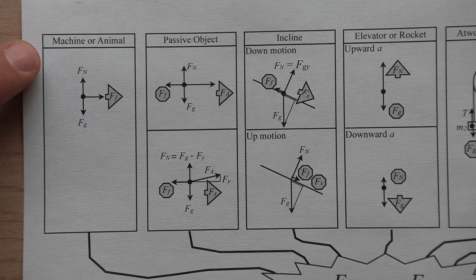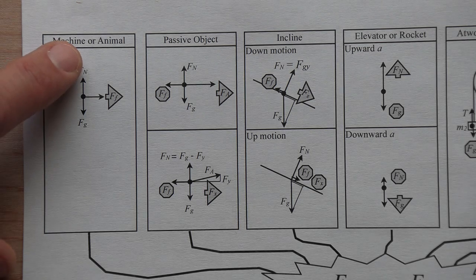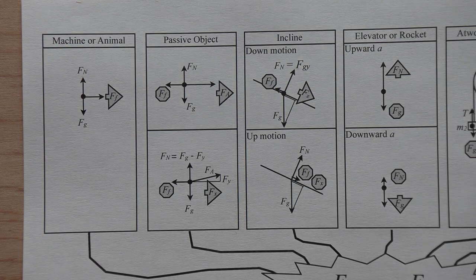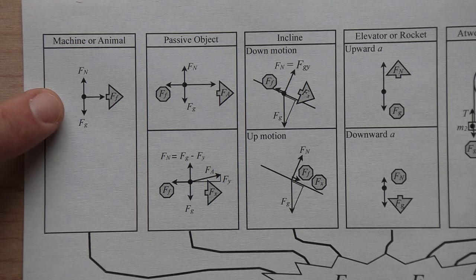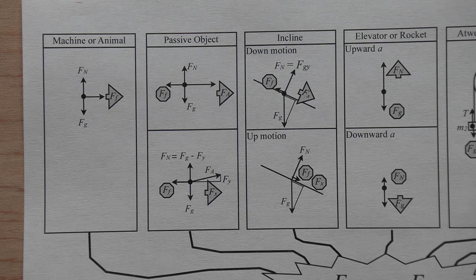So this is a force diagram of something that has its own ability to propel itself forward, like a machine or an animal. Machines have motors and gears and tires and stuff like that. People or animals have muscles and skeletons. So some kind of thing that accelerates doesn't need to be pulled by anything. So this is the force diagram of such a thing accelerating to the right.